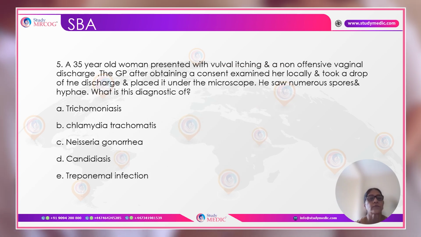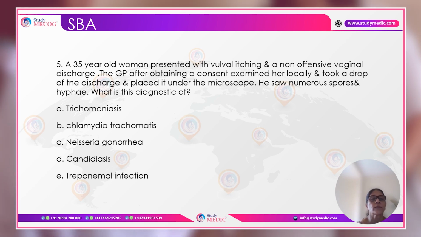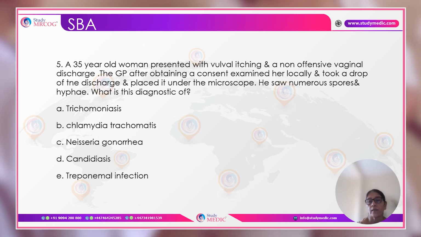A 35-year-old woman presented with vulval itching and non-offensive vaginal discharge. So the GP obtained consent from her. He took a drop of the discharge and put it under the microscope, and under the microscope he saw that there were numerous spores and hyphae. Now he knew immediately what is the source of this vaginal discharge.